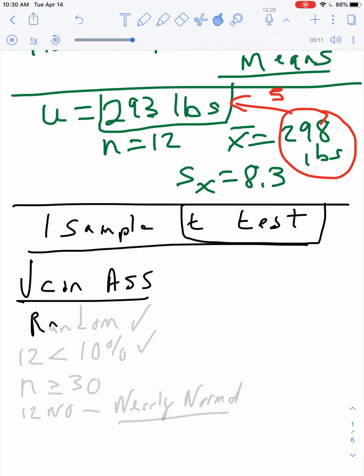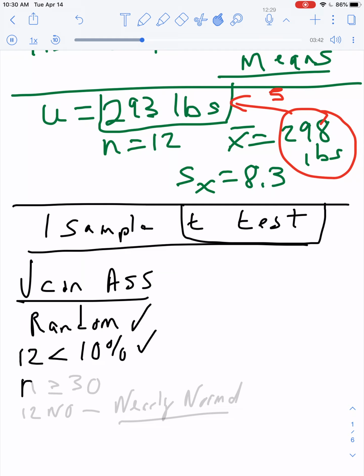One, they should be random. And I told you these football players were randomly selected, so that's stated. Your number of players should be less than 10%. So we have 12 players here. Is that less than 10% of all offensive linemen in the Big 12? Well, if you have 12 teams in the Big 12 and each team has anywhere from 12 to 15 offensive linemen, there's probably anywhere from 144 to 160 offensive linemen. So that would be checked. Or just say assume so if you don't know.